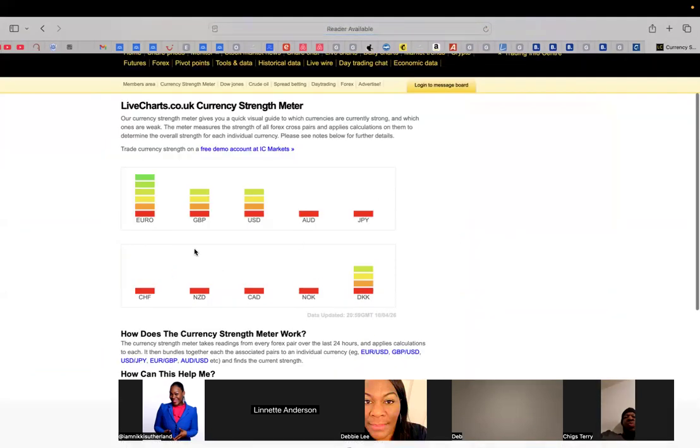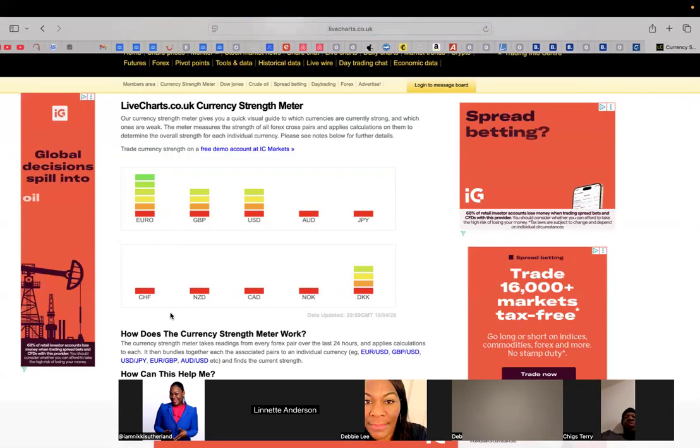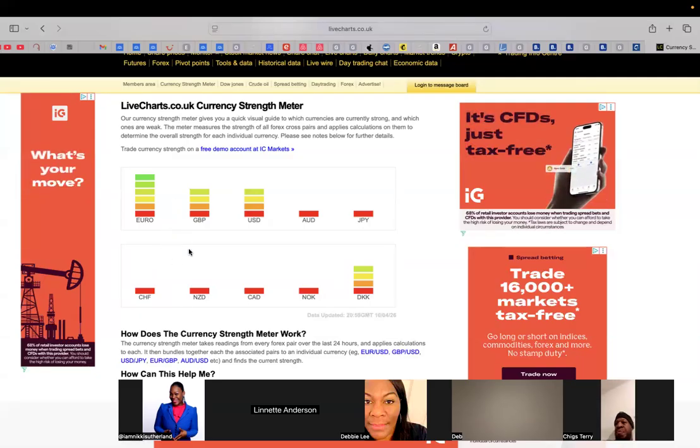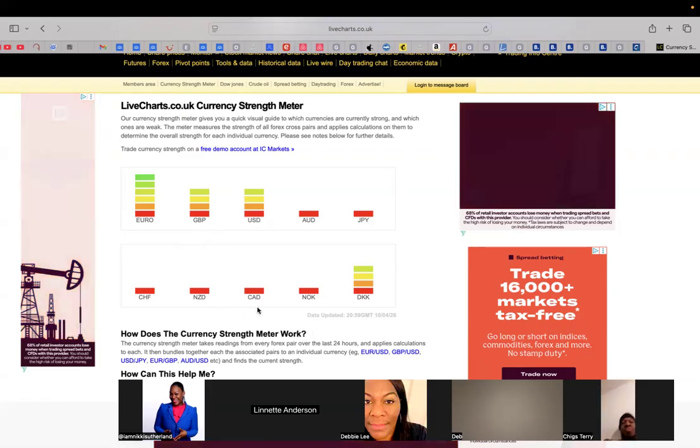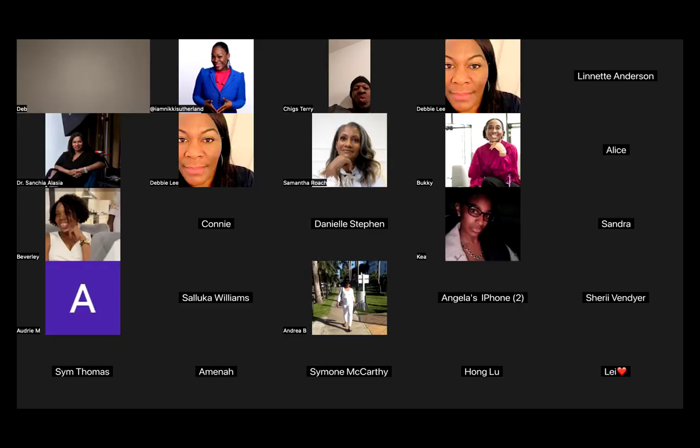So livecharts.co.uk is a great resource, and every 5 minutes you can refresh it because it updates, okay? So you can see here the different currency strengths in live time. It's livecharts.co.uk, and that will allow you to have a look at what currency is strong and what currency is not.